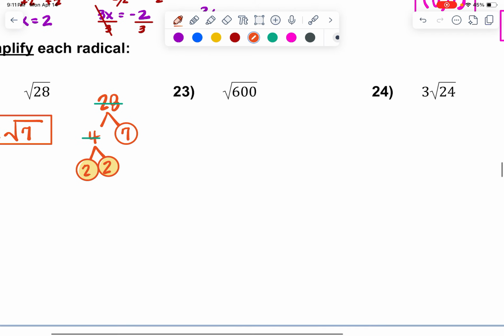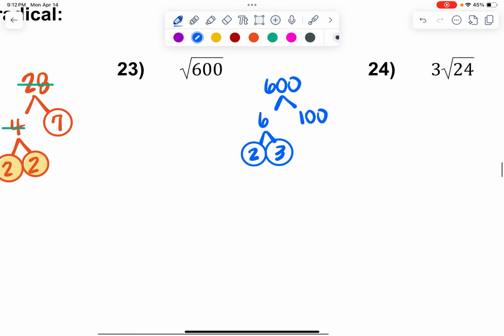All right, number 23. I'm just going to run through these pretty quick. So 600. I'm just going to do 6 and 100. And again, it doesn't matter how you break them up. We'll all end up with the same primes at the end. Now, if you want to, you can break the 100 into 10 and 10 and call yourself a pair and call it a day. I'm not going to do that just because I don't want to confuse anybody. So I'm just going to go ahead and break it all down to the primes. So I'll use 2 and 50. And then I'm going to use 2 and 25.